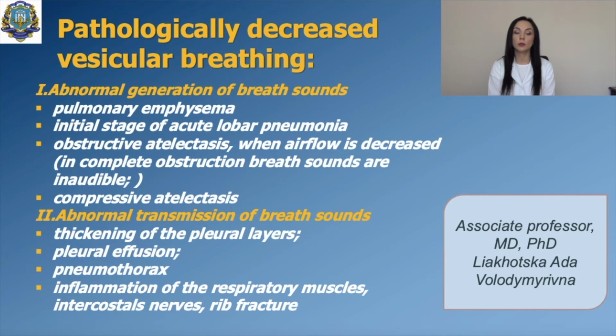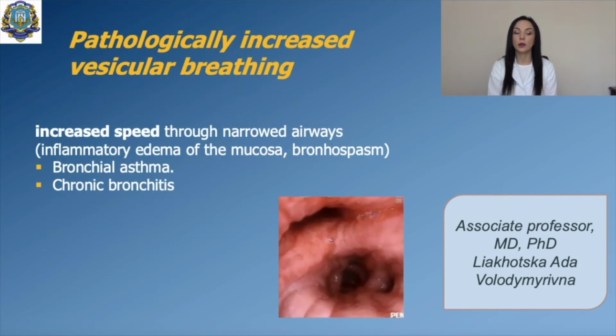First of all, it's abnormal generation of breath sound. During pulmonary emphysema, initial stage of acute lobar pneumonia, obstructive atelectasis when airflow is decreased, and compressive atelectasis. Second one is abnormal transmission of breath sounds: thickening of the pleural layers, pleural effusion, pneumothorax, some inflammation of the respiratory muscle, rib fracture and intercostal nerves. Pathologically increased vesicular breathing: increased speed through narrowed airways, some inflammatory edema of the mucosa or bronchospasm during bronchial asthma or chronic bronchitis.